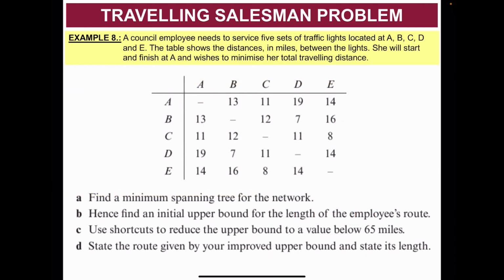So let's look at the last example. Now we have a council employee that is doing service to 5 sets of traffic lights. They are located at the A, B, C, D, E. This table shows the distances, again in miles, between the lights. And this worker starts and finishes at A, and of course wishes to minimize her total traveling distance.